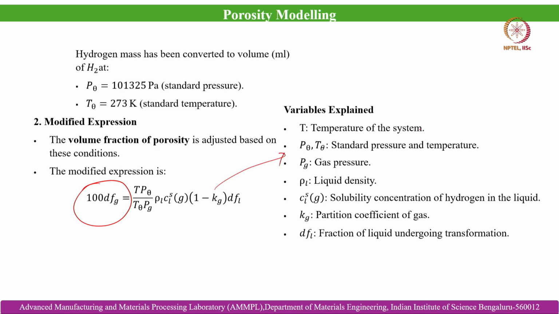So, here these variables are explained. T is the temperature of the solidifying melt at any given time, P theta and T theta are the standard atmospheric pressure and temperature, Pg is the gas pressure, rho L is the liquid density, CLSG is the solubility concentration of hydrogen in the liquid, Kg is the partition coefficient of gas, and dFL is the fraction of liquid undergoing the liquid to solid transformation.